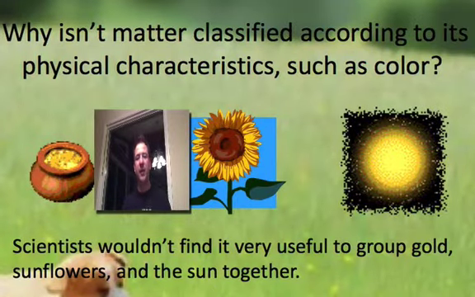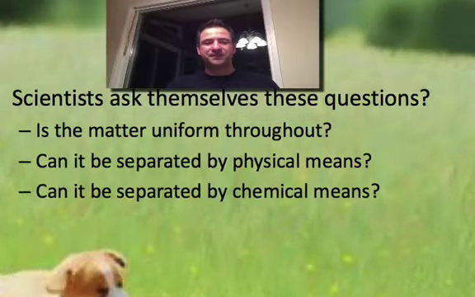So why isn't matter classified according to color? Well, we have a picture of gold, a sunflower, and a sun. They're not the same. Gold is a hard metal, shiny and lustrous. A sunflower is a living organism, and the sun radiates heat, we can't get close to it, and it gives light and lights our whole world up.